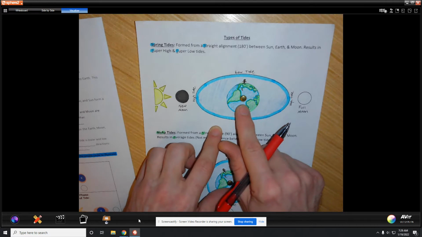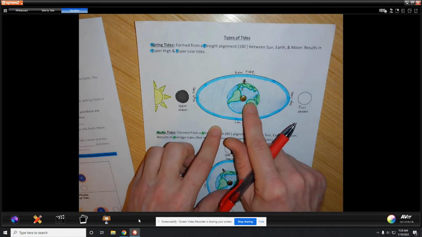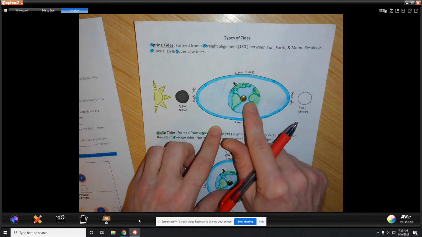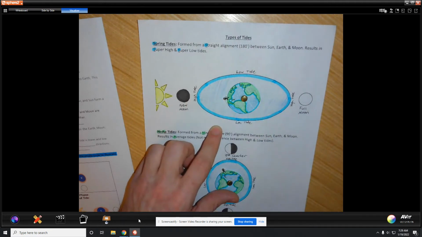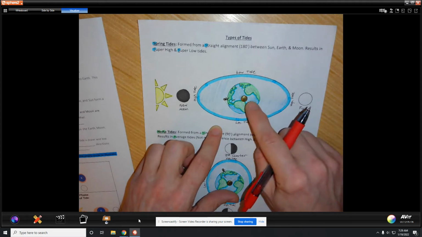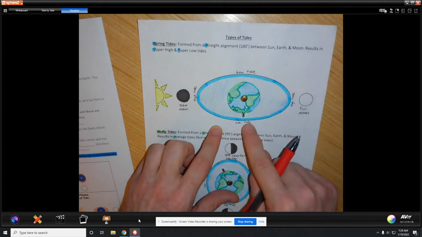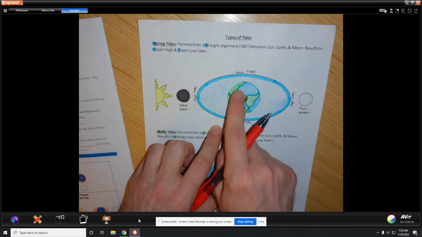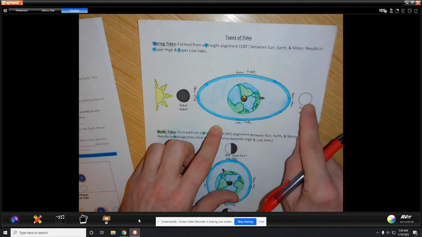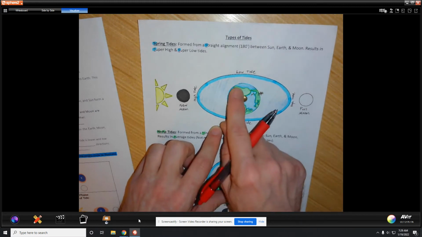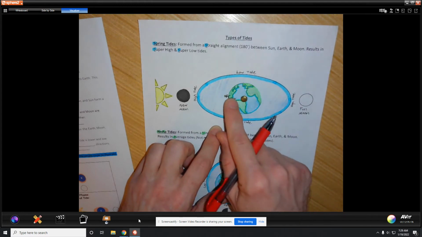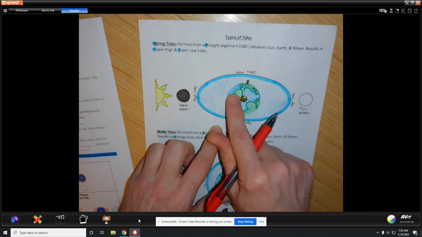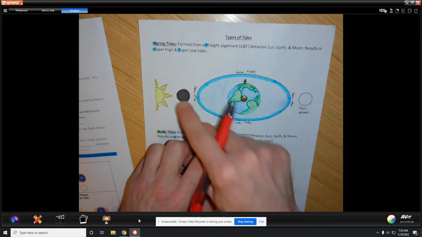So every quarter of a rotation would be roughly 6 hours. Right now you're standing on the beach. One quarter of a rotation, you're now going to be experiencing high tide 6 hours later. Then another 6 hours later, you're back to low tide, then another 6 hours later, high tide, and another 6 hours back to low tide. So in one complete rotation, which takes 24 hours, you're going to experience two low tides and two high tides.